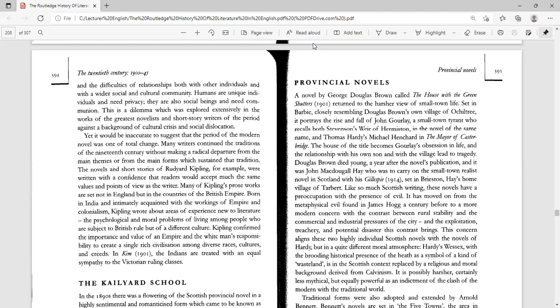That is his, you can say, significant idea, which is seen in his novel Kim, in his book The Jungle Book. Kipling confirmed the importance and value of an empire and the white man's responsibility, which was ridiculed by Edward Said as the white man's burden, to create a single rich civilization among diverse races, diverse cultures and creeds.